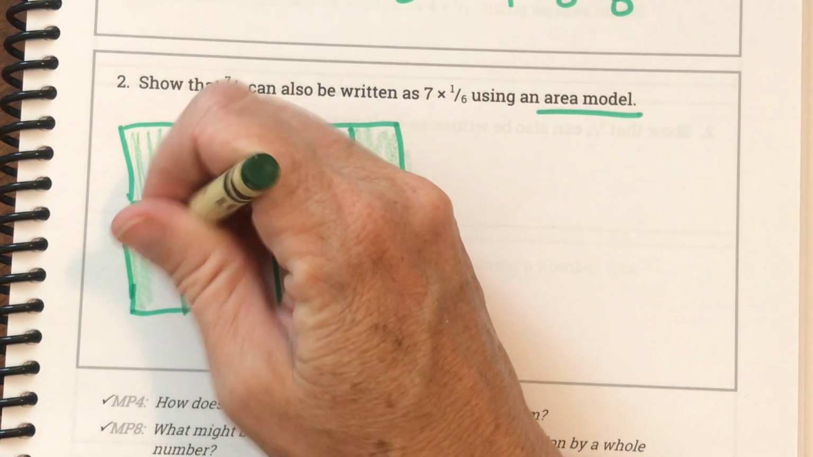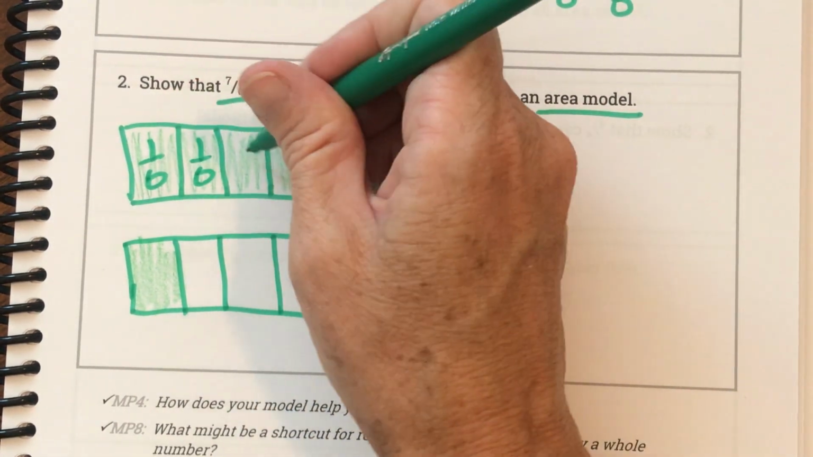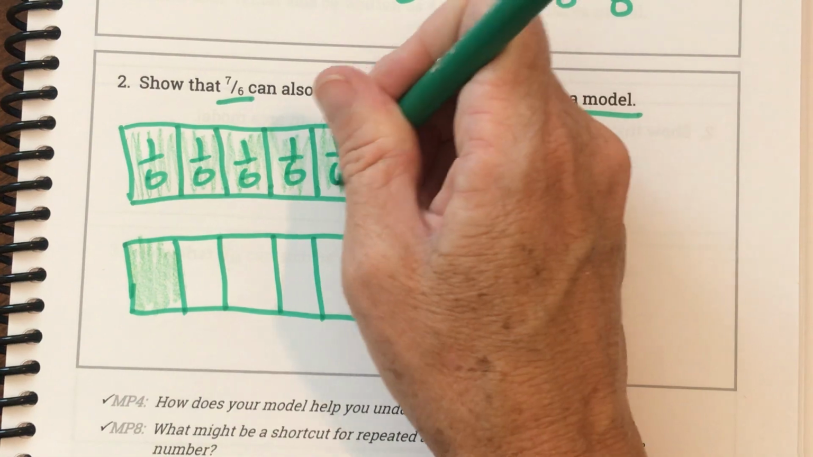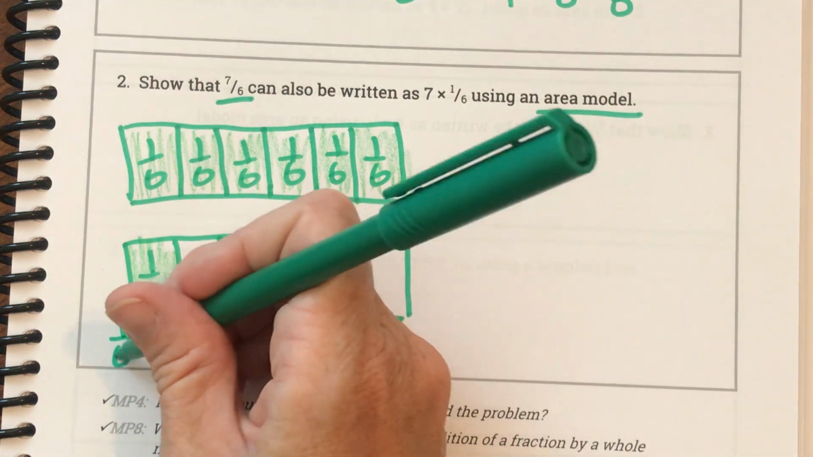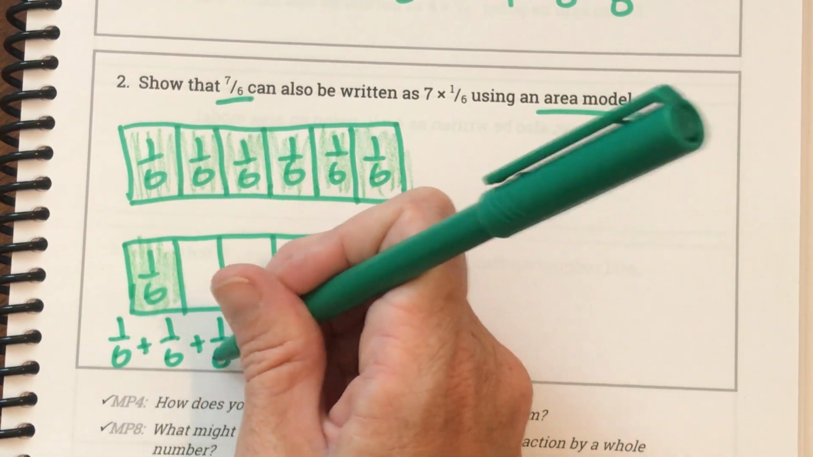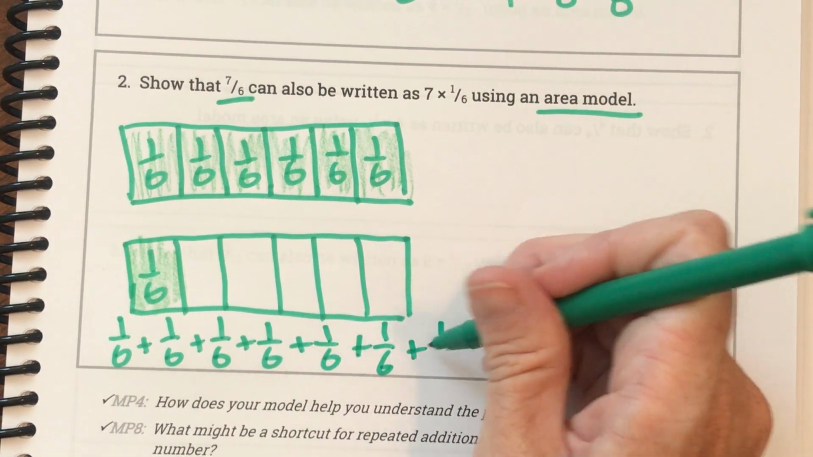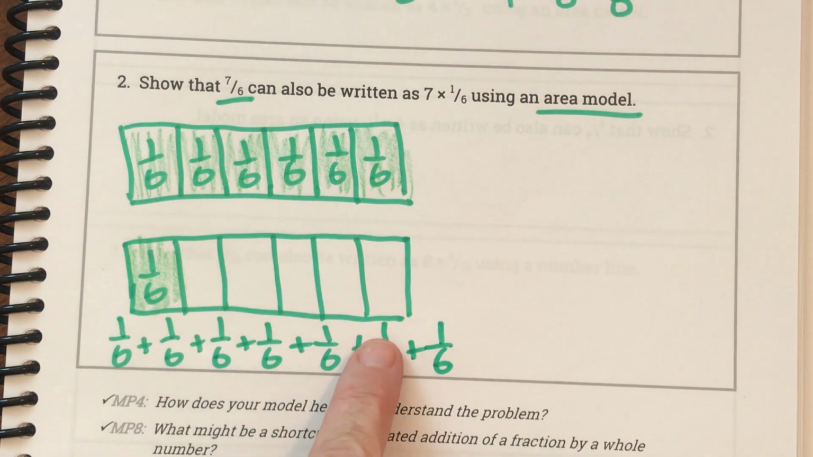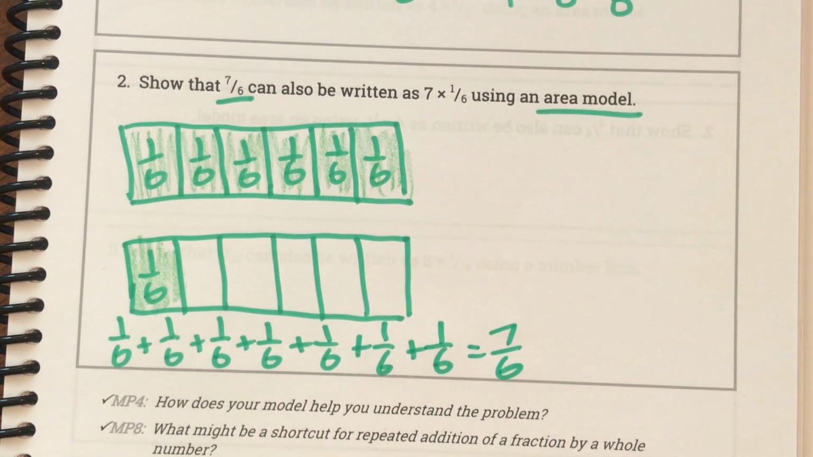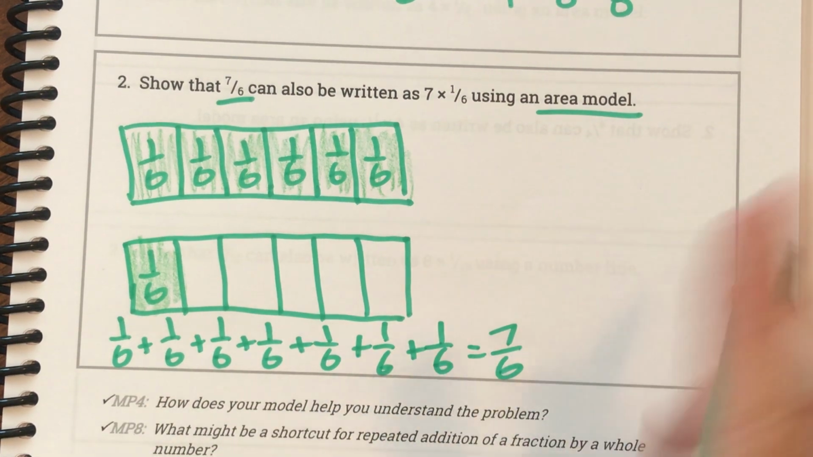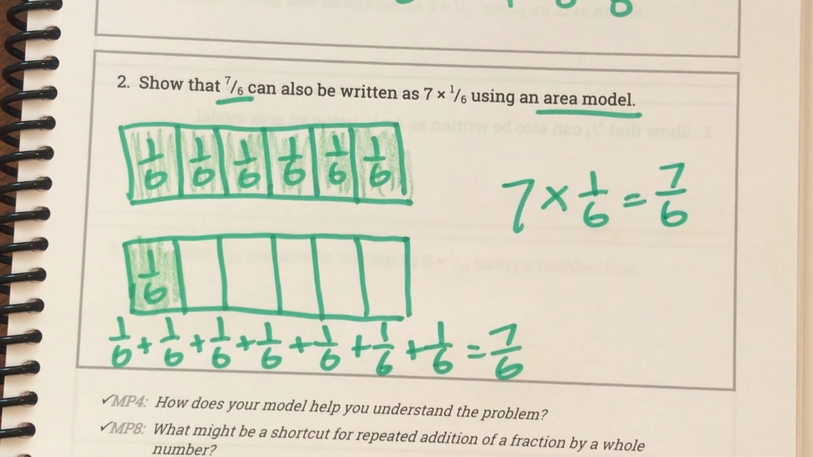So we have 7 pieces, and they're each 1/6 in size. So I have 1/6 plus 1/6 plus 1/6 plus 1/6 plus 1/6 plus 1/6 plus 1/6, 1, 2, 3, 4, 5, 6, 7, equals 7/6. Or instead of writing all 7 out, I could say 7 times 1/6 equals 7/6.